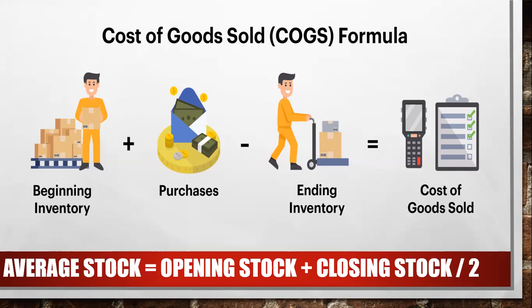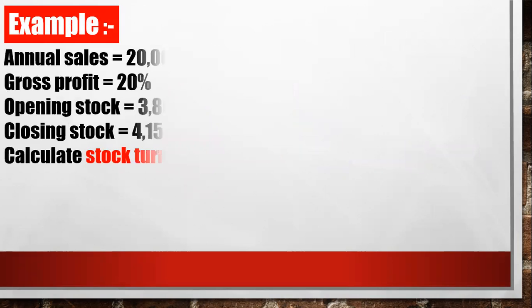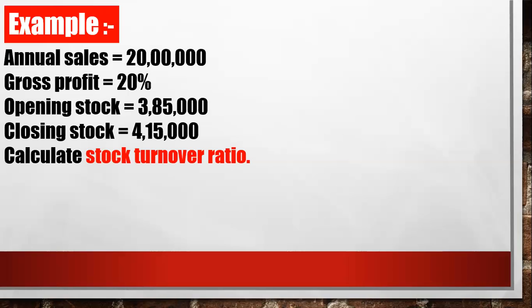Yes, ma'am. Okay. So next, we'll see the example over here first, how to calculate the stock turnover ratio. In this question, they have given you the annual sales, that is 20 lakh. Gross profit, they have given you 20%. Opening stock and closing stock they have given you. They have asked you to calculate the stock turnover ratio.